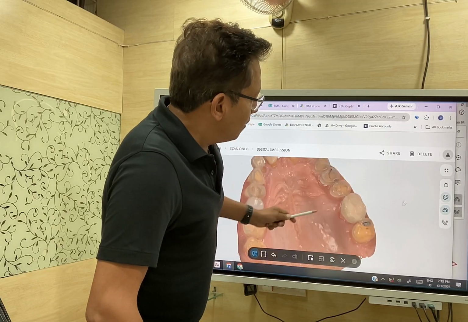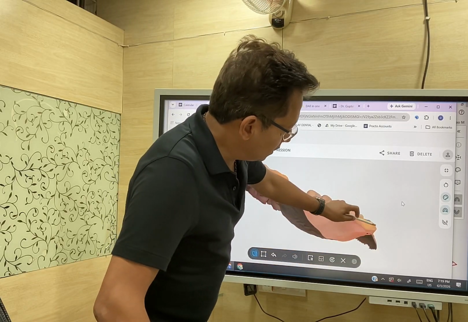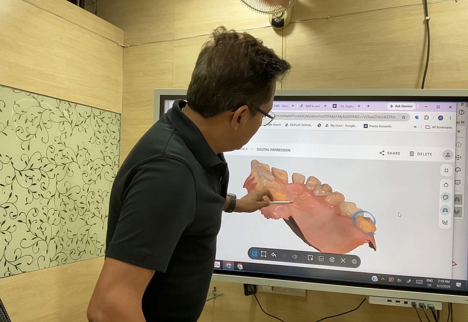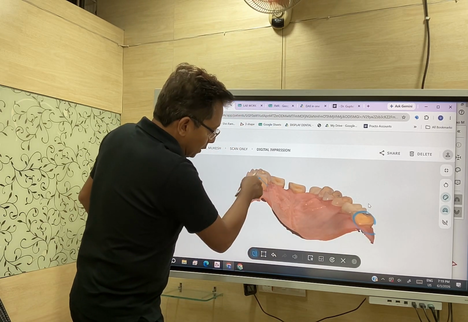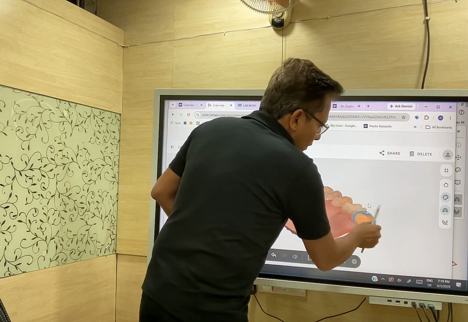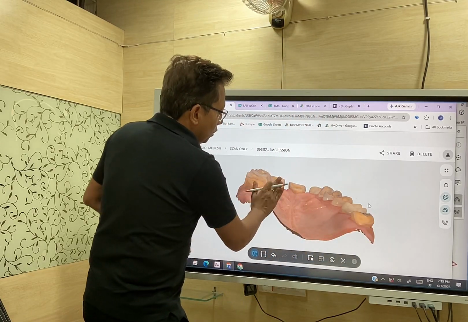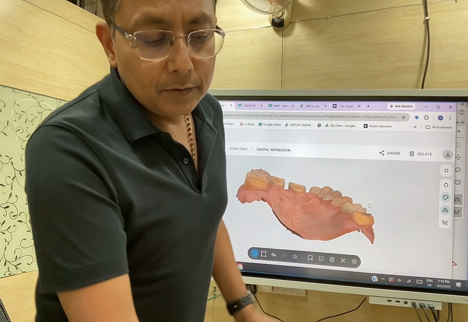Over a period of time, they have become bone. Can you see the bone? This is bone. There is no enamel here. They should have been like this, with the tips of the cusps. The cusp tips should have been there. They are not there, so they have become flat. Now, because they have become flat, they are sliding.